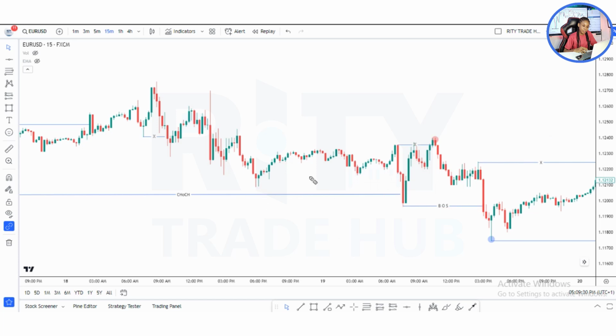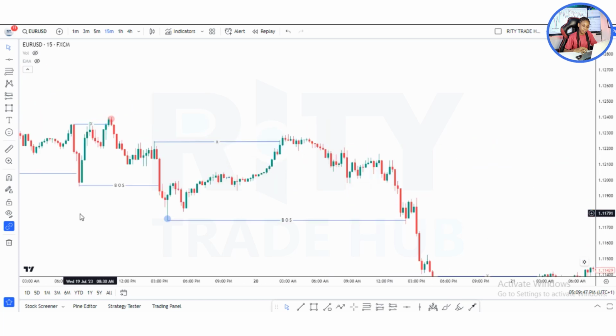Guys, I hope you can clearly see this right here. We have our inducement taken out here. Why? Because this is our inducement zone and this is our valid low. After break of major structure, this becomes our confirmed high. So let's proceed, guys.